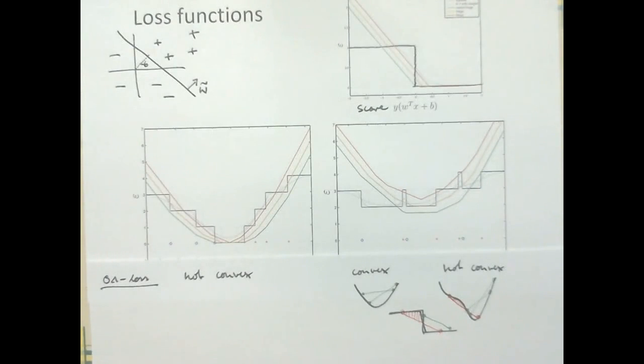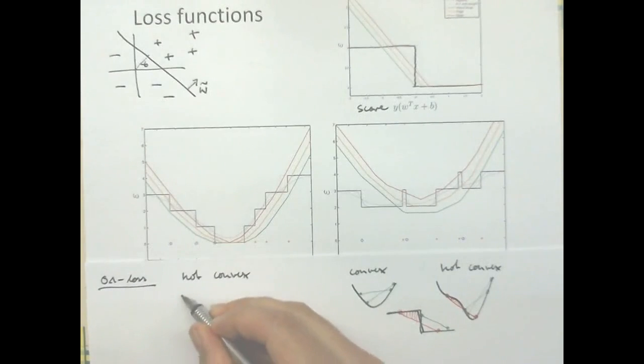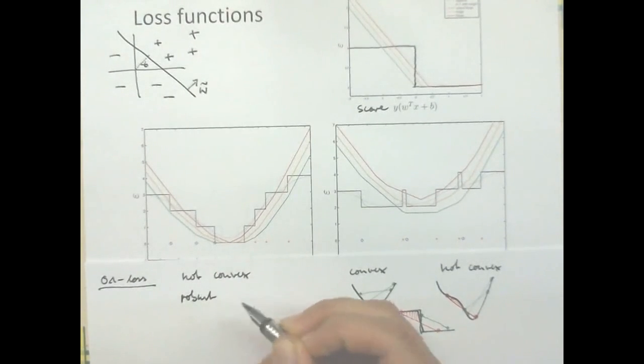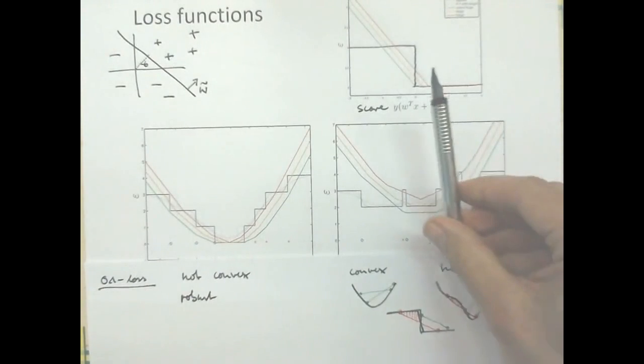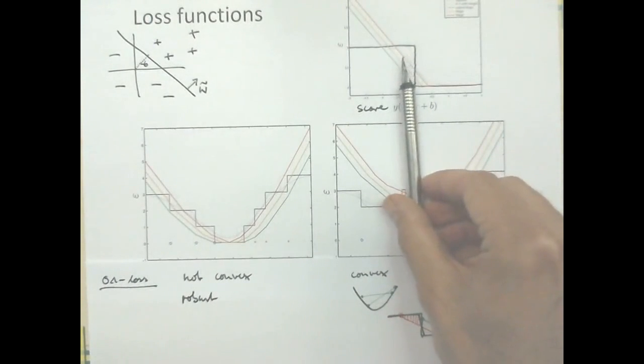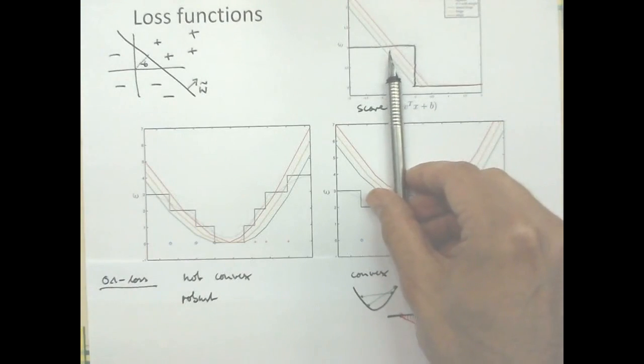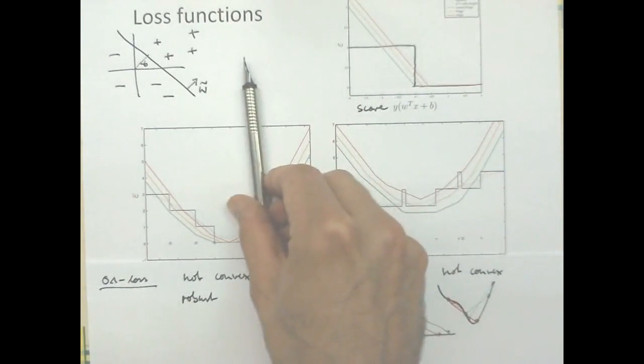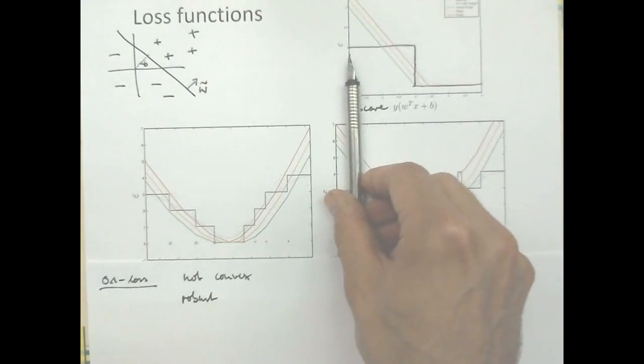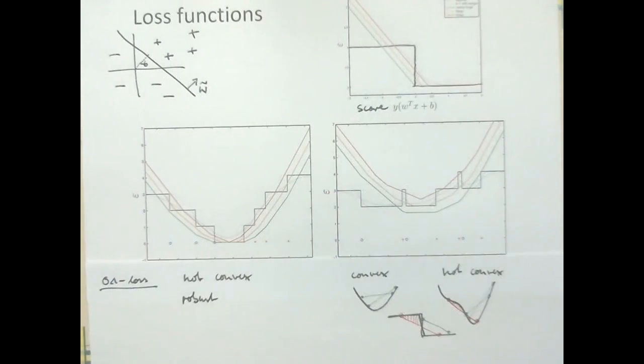So it is not convex, but on the positive side, it is robust, because you see here, if a sample lies on the wrong side of the decision boundary, we get a penalty of 1. And if the sample lies much, much further on the wrong side of the decision boundary, the error is still just 1. So the error does not grow in any steep way, and that means it's not going to distort your classifier. It is robust, and that's a good thing.